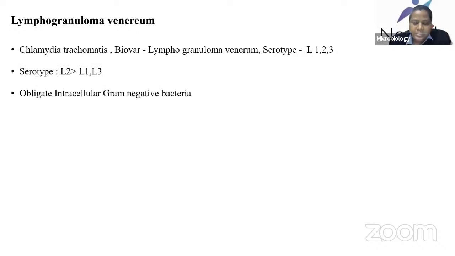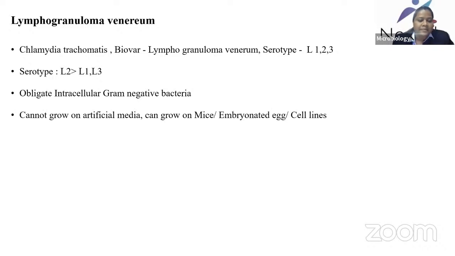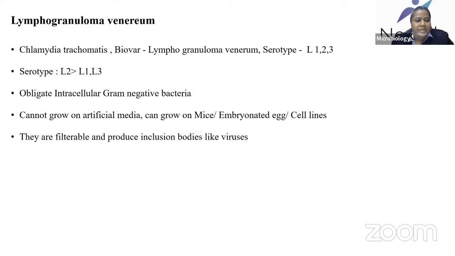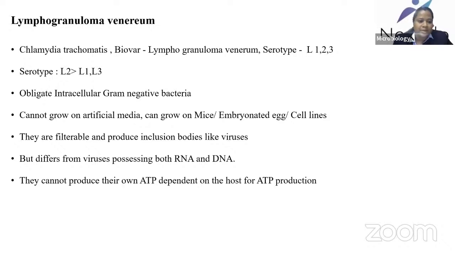Very, very important points about Chlamydia trachomatis, that is LGV: they are obligate intracellular gram-negative bacteria. They cannot grow on artificial culture medium, so they are usually grown on mice, on embryonated egg, or in cell lines. They are filterable, similar to viruses, and they also have inclusion bodies. But how do they differ from viruses? They have both RNA and DNA, but viruses will have only one of the nucleic acids, either RNA or DNA, whereas Chlamydia has both, right?